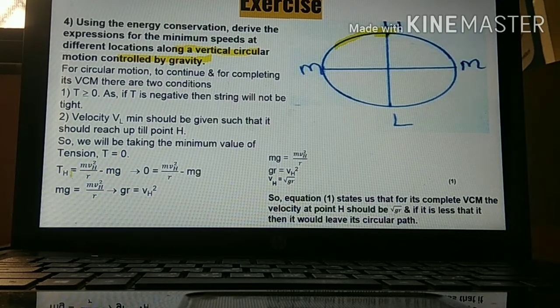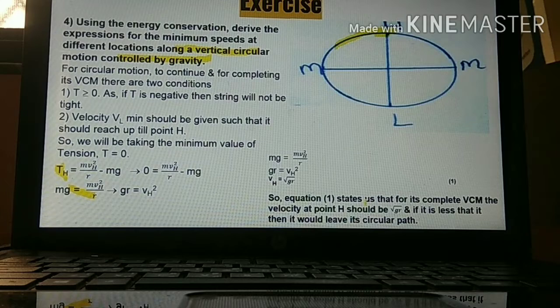So tension at the highest point is equal to m v_h squared upon r minus mg. In place of T, if we substitute 0 over here, what will happen? 0 is equal to m v_h squared upon r minus mg. So mg will be taken over here, we will get mg is equal to m v_h squared upon r. We will take r over here, so we will get gr is equal to v_h squared. So ultimately, the velocity at the highest point can be given by root gr.